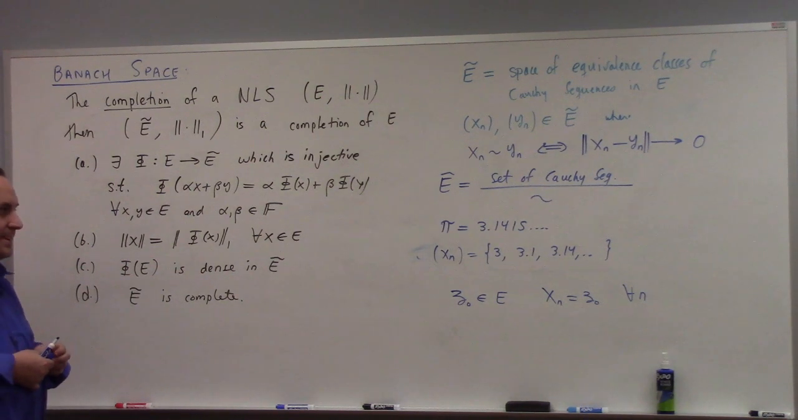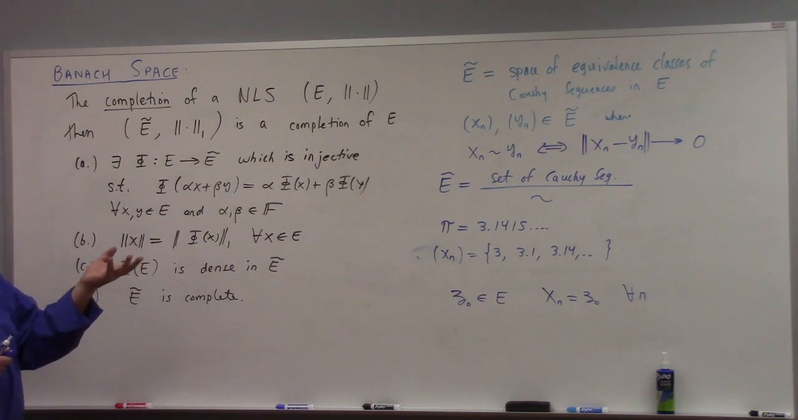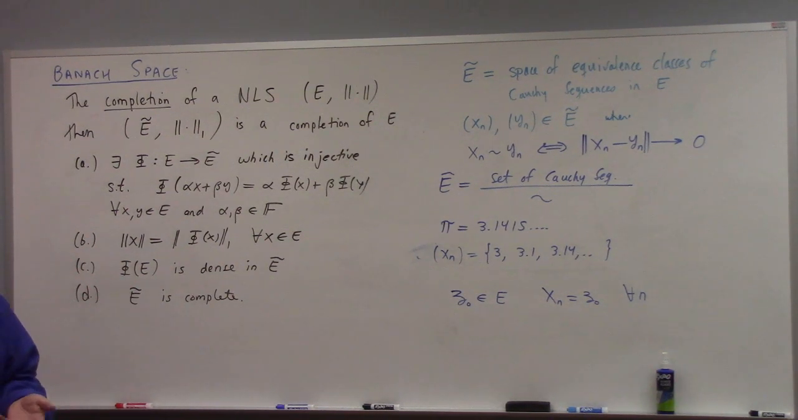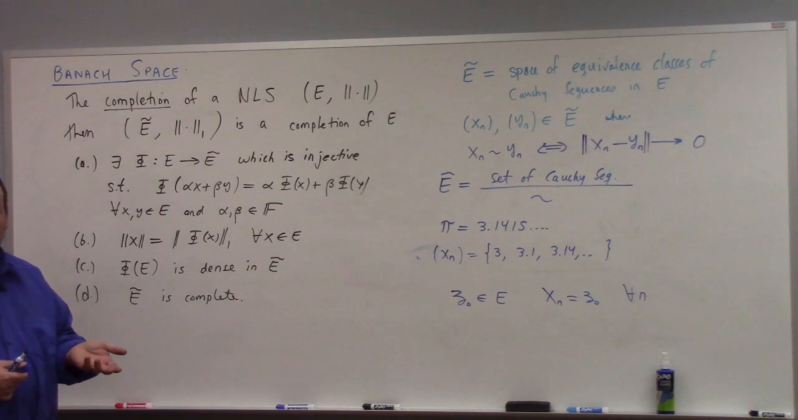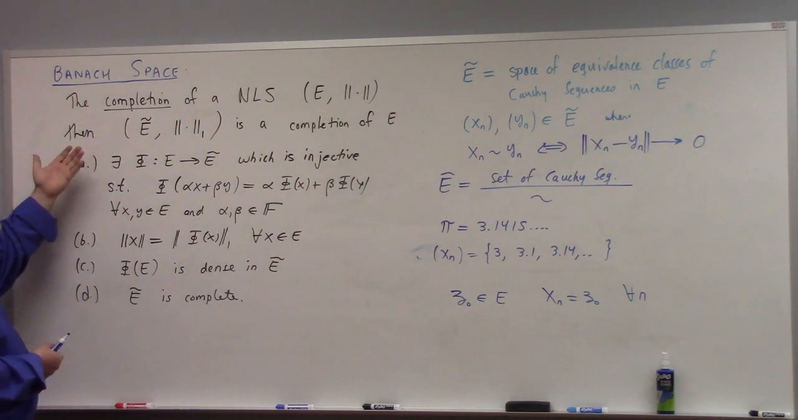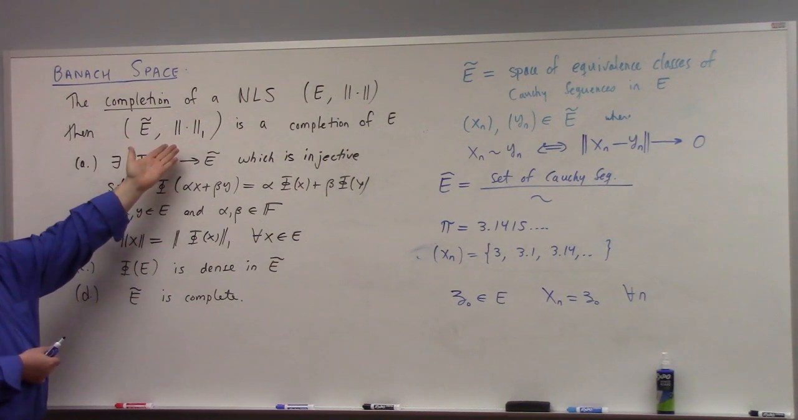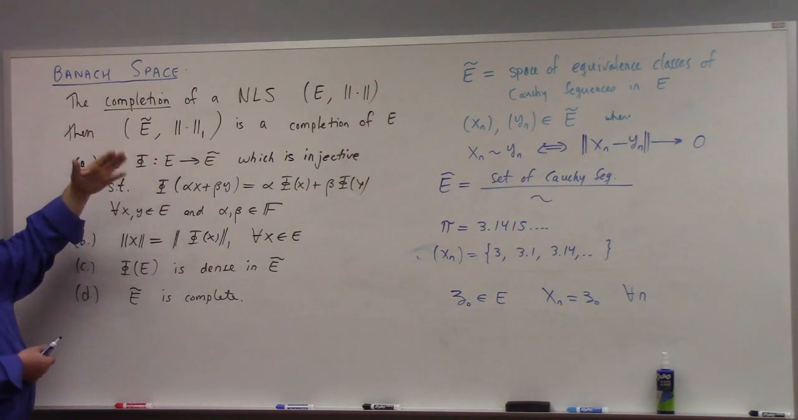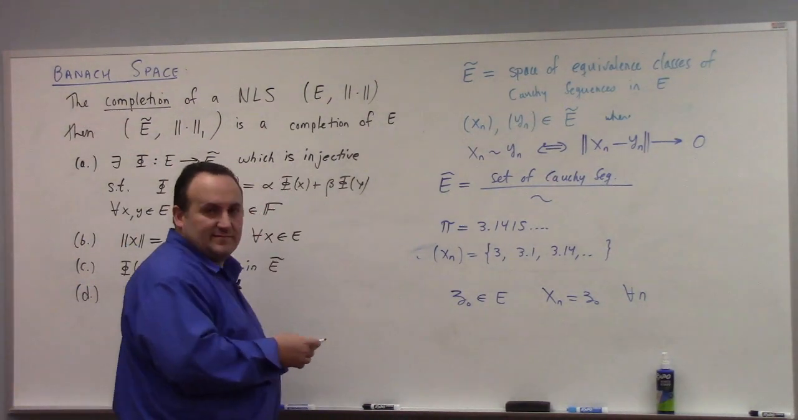And then what's left to prove here? Well, you need to define how we add equivalence classes of Cauchy sequences, and how we take the norm of an equivalence class of Cauchy sequences, because that's what's at stake here. To show it's a completion, I have to show that E tilde is a normed linear space that is in fact complete with respect to this new norm. So how should we add equivalence classes?